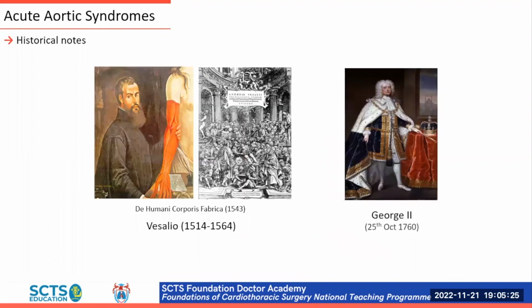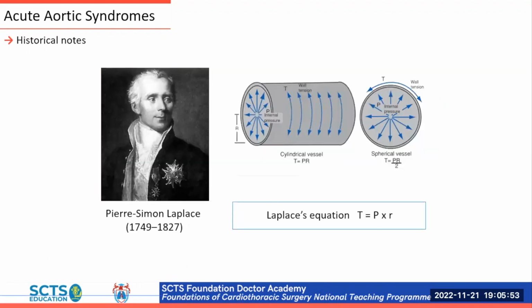The first book that described aneurysm and aortic dissection in several paragraphs was Vesalius's De Humani Corporis Fabrica in the 16th century. And on the right you probably recognize King George II, the first important person who died because of dissection. But the one who described the relation between the aneurysm and the rupture of the aorta was the French scientist Laplace with his equation.